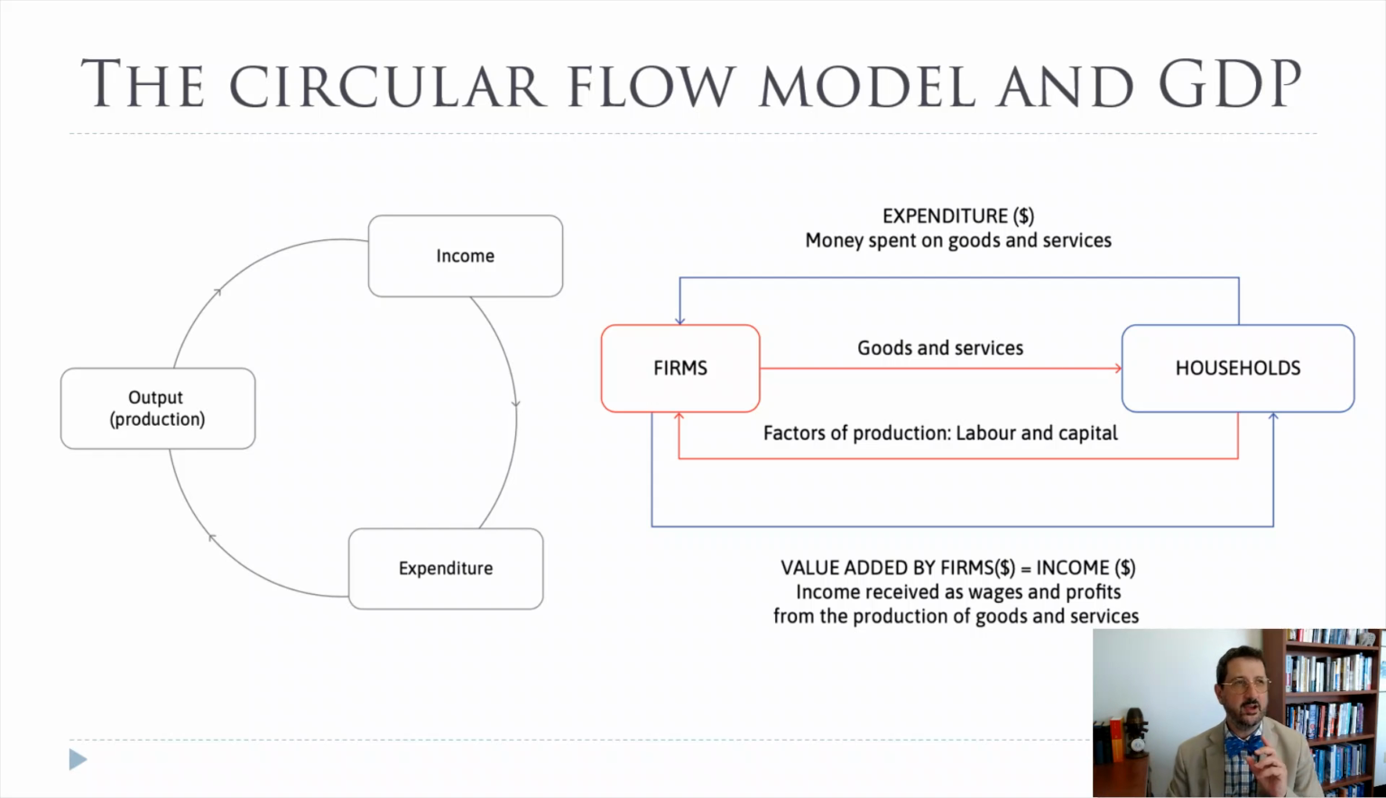Now, when we think about that value added, we think about, okay, well, who is adding the value? Well, the value is being added by the workers, and so that's part of income, but it's also being added by the firm. The firm is getting the workers and the capital together and creating some value, and so that's the profit that the firm earns. And so the value added has to be equal to the total income in the economy.